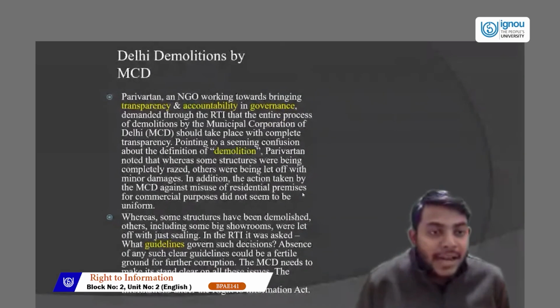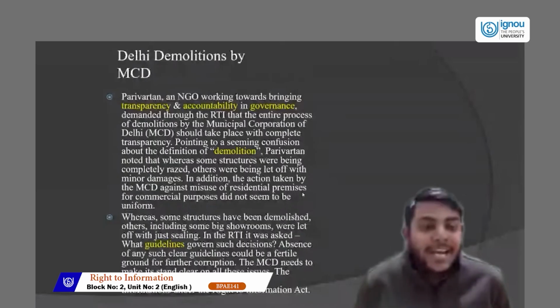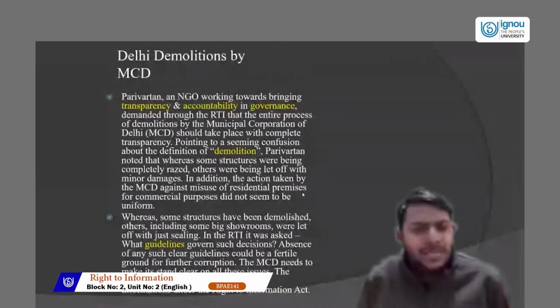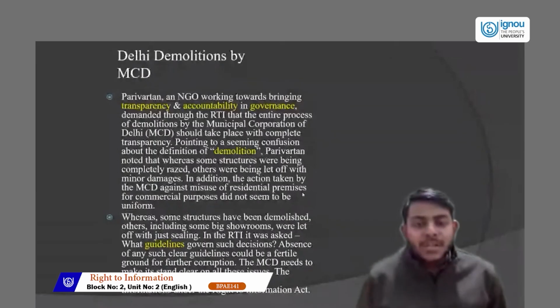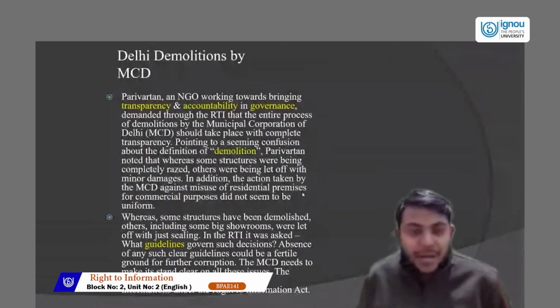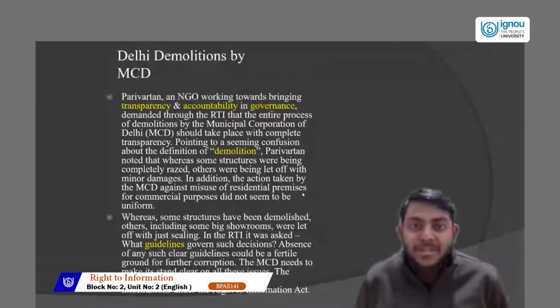And this NGO, which was named Parivartan, which was working towards bringing transparency and accountability in governance, demanded through RTI that the entire process of demolitions that were being carried out by the Municipal Corporation of Delhi should take place with complete transparency. And pointing to a seeming confusion about the definition of demolition, this Parivartan NGO noted that whereas some structures were being completely razed, others were being let off with minor damages.